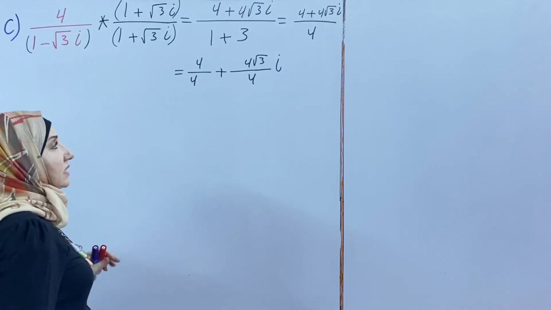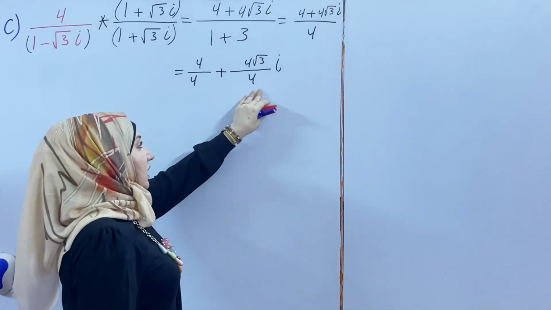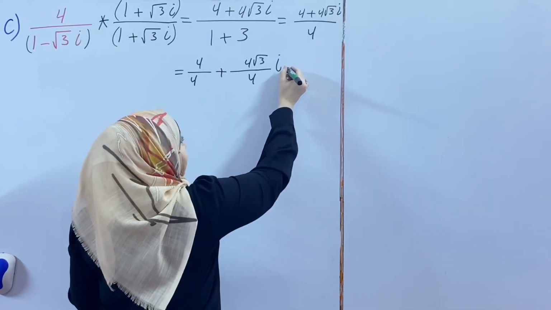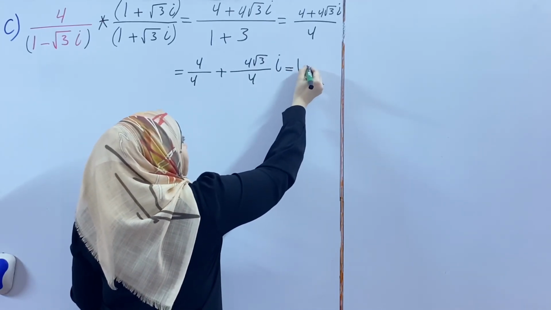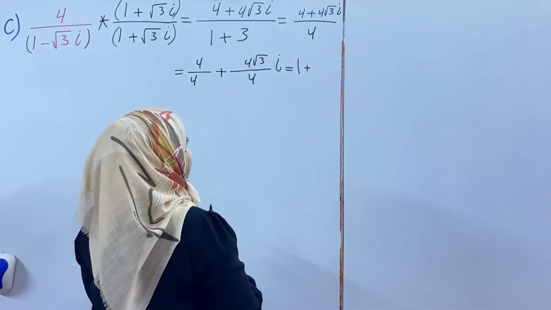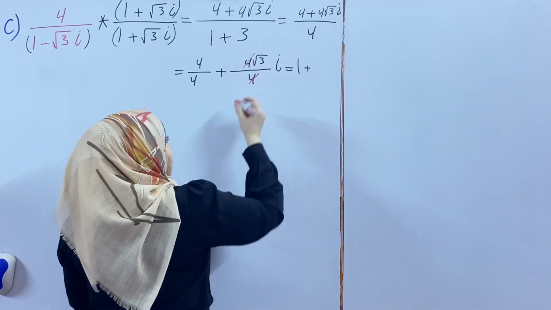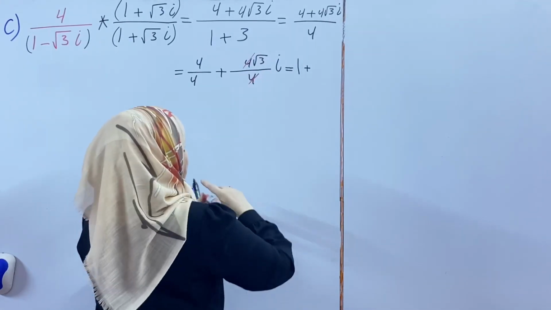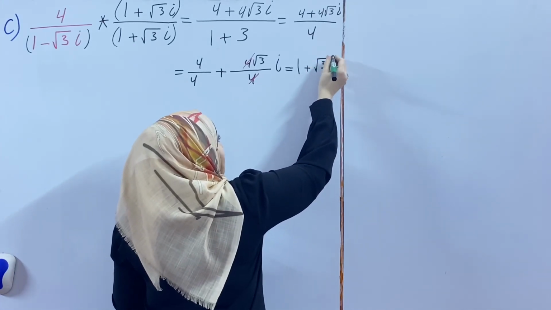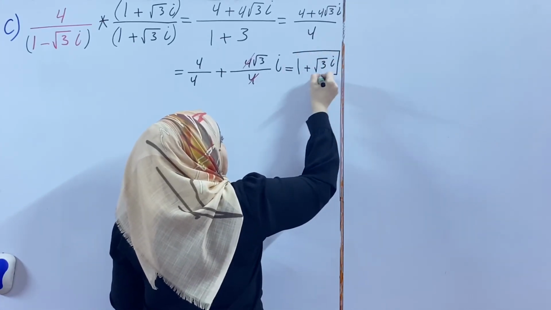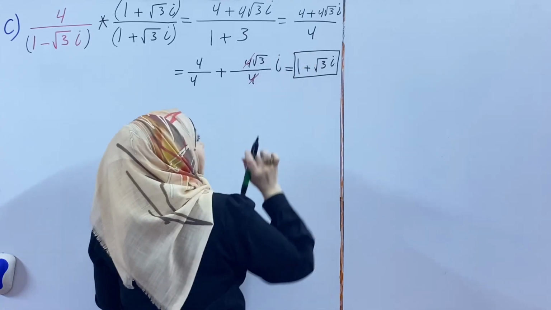I split the fraction to separate the real part from the imaginary part. And 4 divided by 4 equals 1. We can simplify, 4 divided by 4 equals 1. It remains only square root of 3i. So I write the complex number.